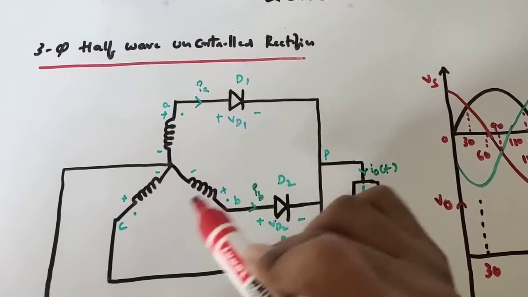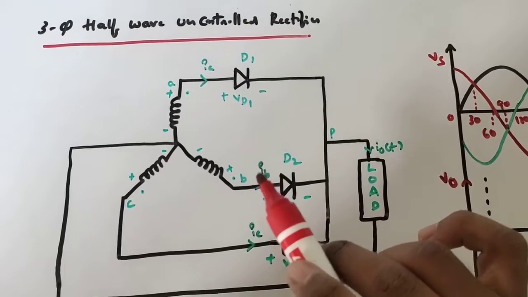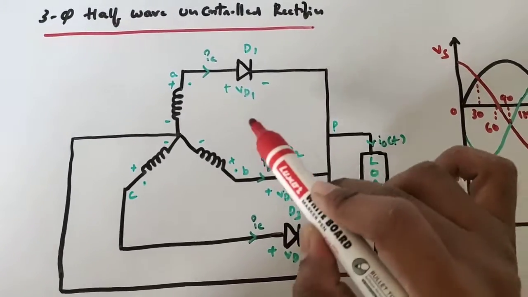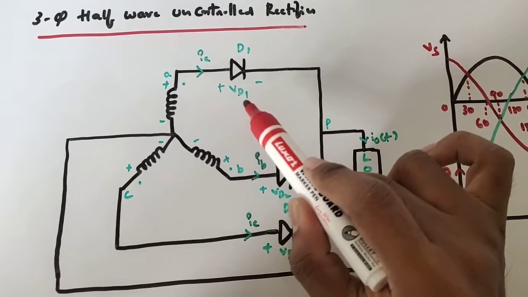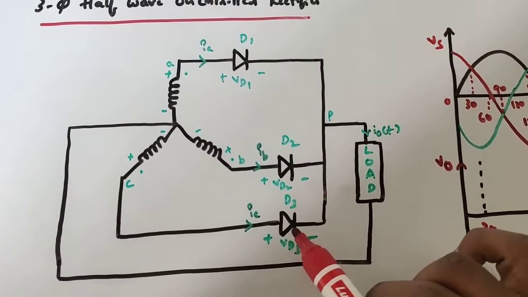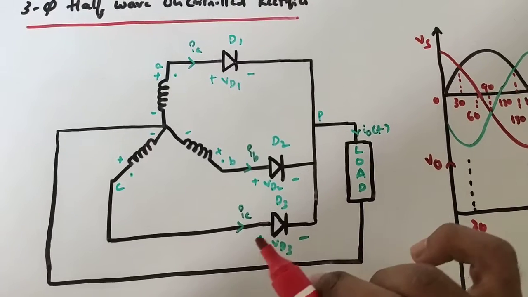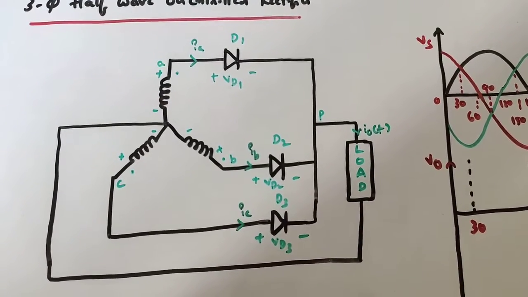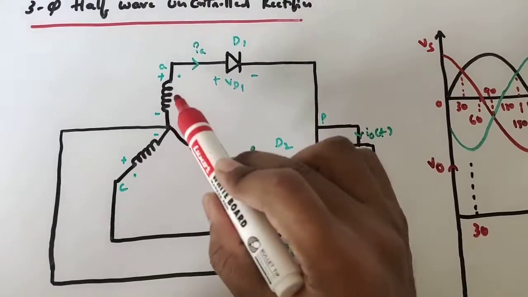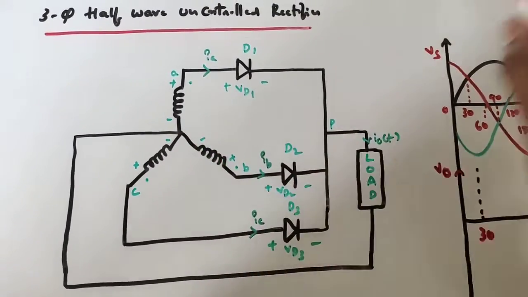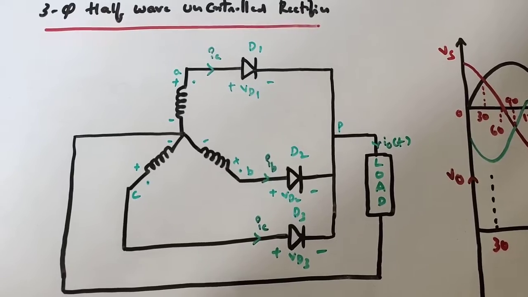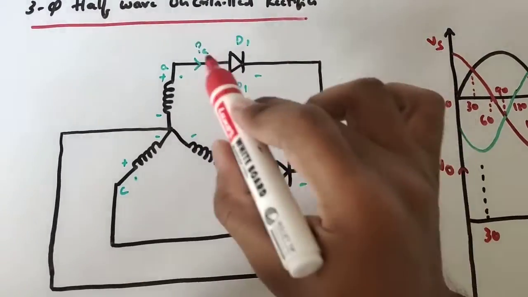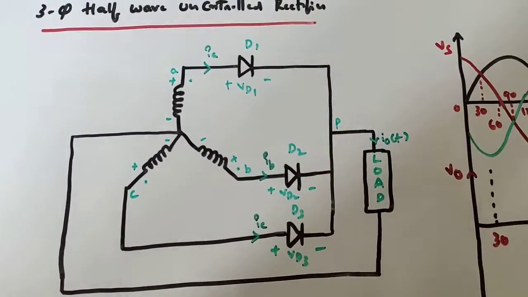This is the basic block diagram of the three-phase half-wave uncontrolled rectifier. Only three diodes we are having. This is the diode, and the voltage across the diodes are VD1, VD2, and VD3. And this is the load which I have connected over here. This is the A phase, B phase, and C phase, and the currents flow in this fashion: IA, IB, and IC.